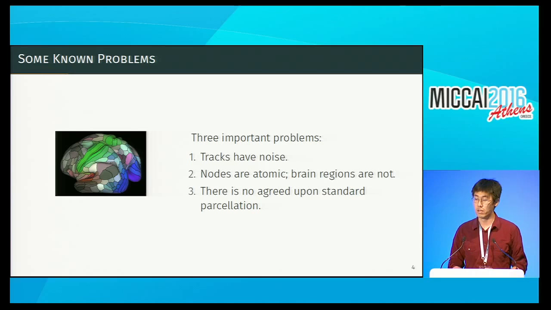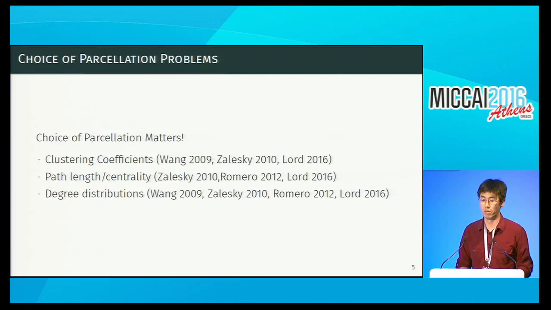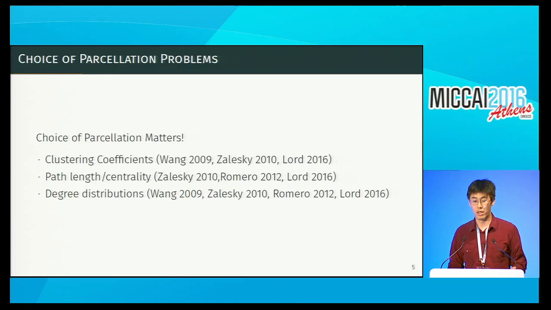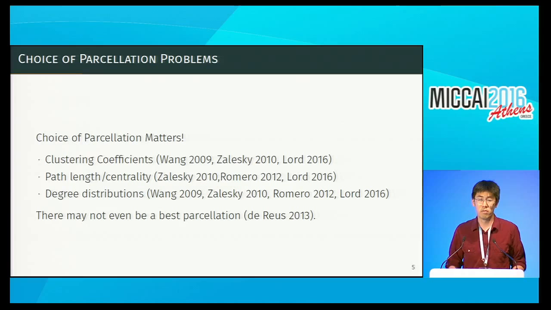And why is it not comparable? Well, we tested this empirically, or many people have, that our favorite network statistics from earlier are not invariant under the choice of parcellation. In fact, some of them are very unstable. And there's also some belief recently that there may not even be a best parcellation, that if we're trying to choose a good one, we actually should choose multiple or many and do this analysis on many scales.